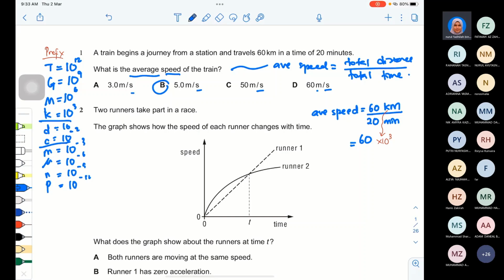Dia tak ikut trend. Okay, so now meter is meter. It's just a unit. Prefix dia kita dah ubah. 20 minute to second. Alright. So do you have calculator? So is it B? So berapa?